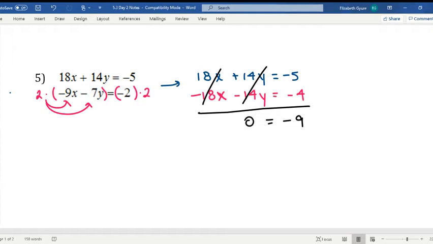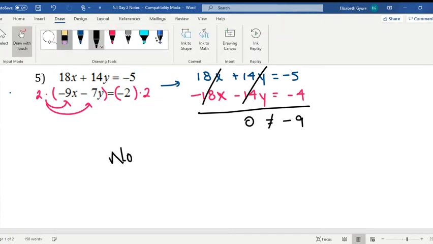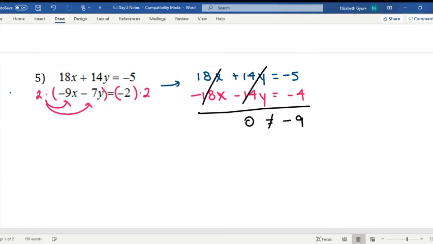Does 0 equal negative 9? Nope. So this is a false statement. And if it is false, what do we say? Yep, I agree, Aaron. This would be no solution. This is making me write weird. No solution. There we go. Good.